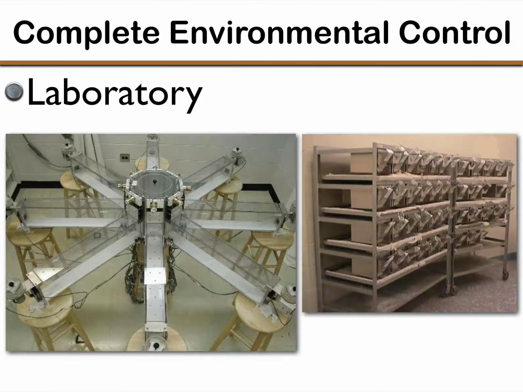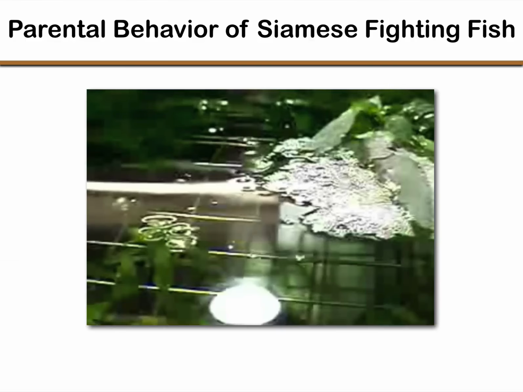Now finally, we have complete environmental control, a typical laboratory situation. That happens to be a radial arm maze over on the left, and of course cages for rodents. There are some situations where you really can't do observations in the wild, and a good case in point is with Siamese fighting fish, which are found in the Amazon River. It's pretty murky down there, and if you really want to see what's going on close up, it would be really, really difficult to do so. So now you have to rely more on an indoor aquarium and hope that what you're seeing is in fact real.